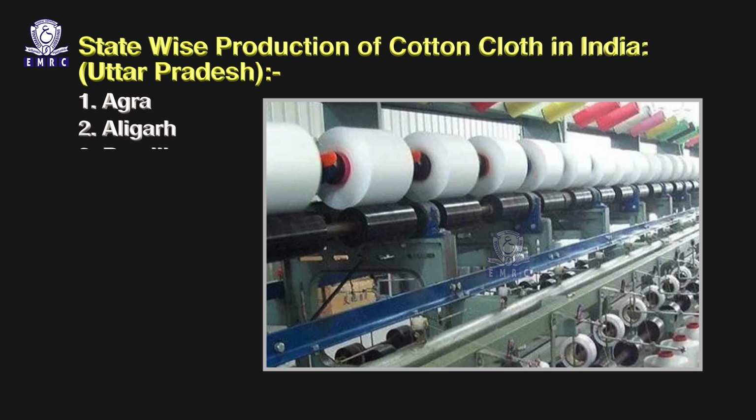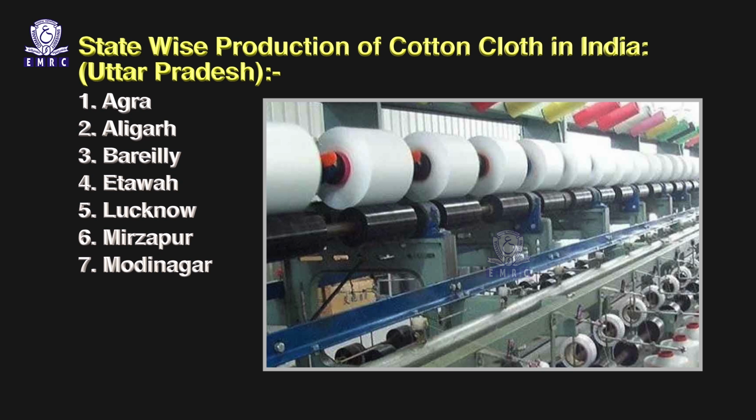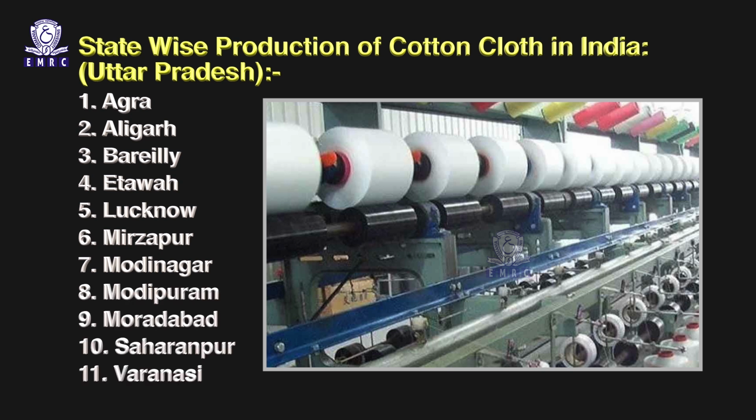Uttar Pradesh, let's look at it. Kanpur is the most important cotton textile center of Uttar Pradesh. In addition to this, cotton textile industry is located in the cities of Agra, Aligarh, Bareilly, Etawah, Lucknow, Mirzapur, Modinagar, Modipuram, Moradabad, Saharanpur and Varanasi.